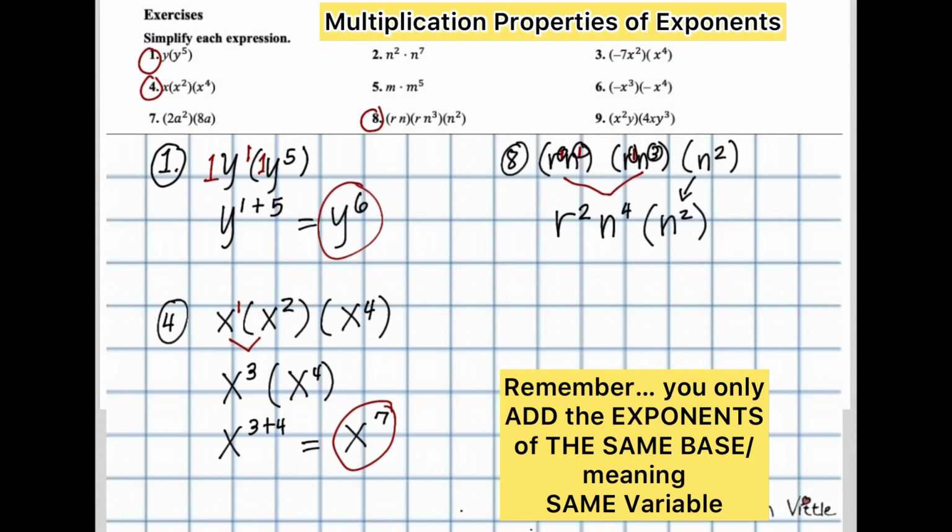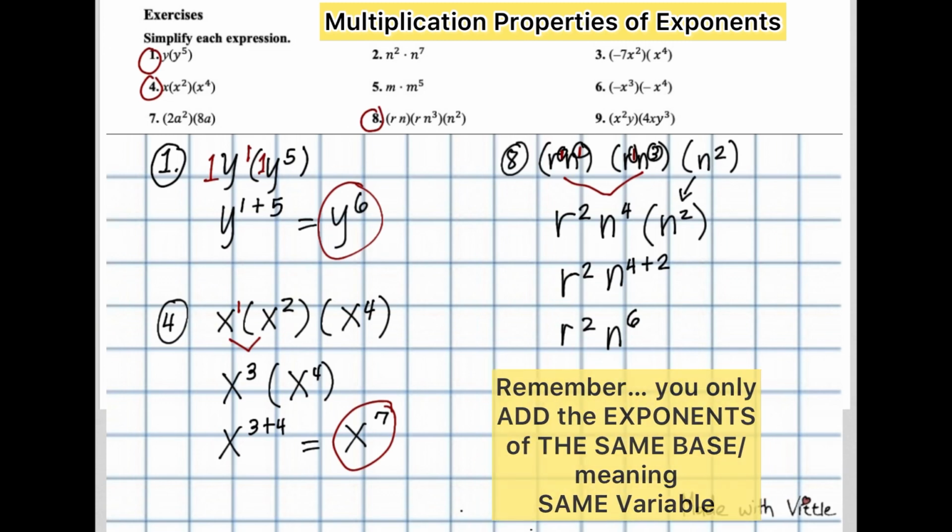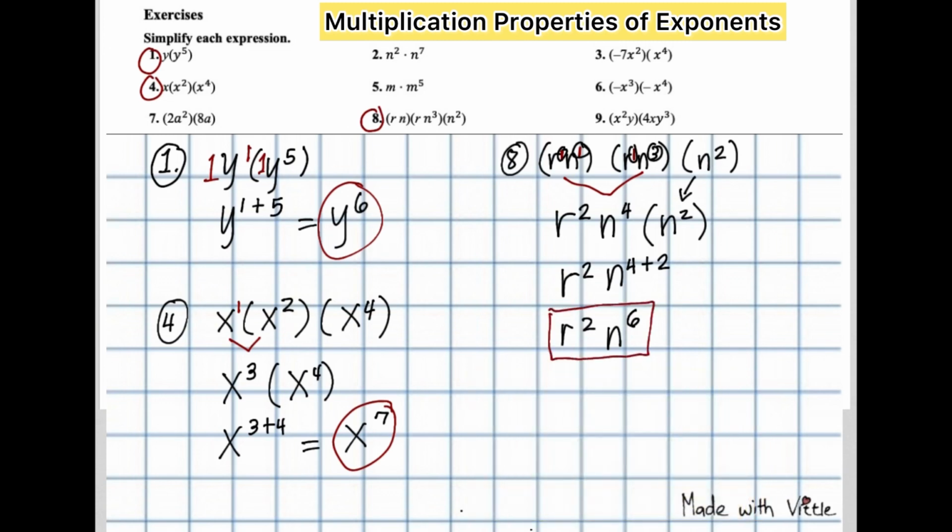Then multiply by the n to the second power. Bring down the r squared. Since n to the fourth power and n to the second power are the same base or variables, therefore we add their exponents. Our final answer is r to the second power n to the sixth power.